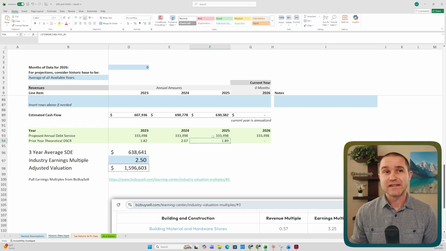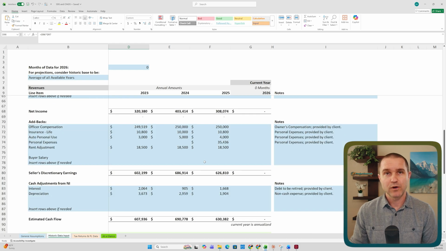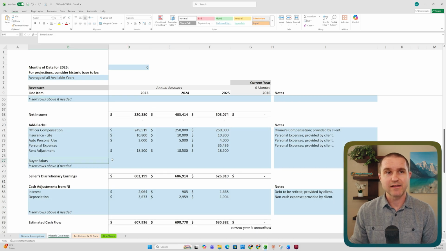So from a debt service coverage ratio perspective, this business looks like, at least based on what we have in here right now, it could be valued at a much higher multiple or higher valuation based on the amount of debt that it could service. But we're going to talk about some nuances here. So I left this intentionally blank. And let's say there's no salary in here for the buyer right now.